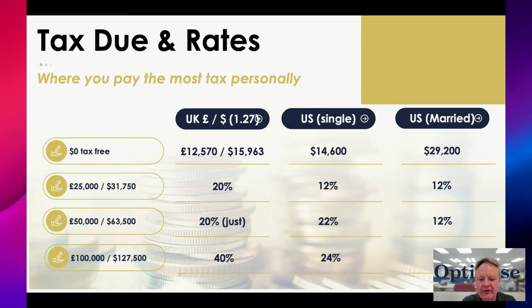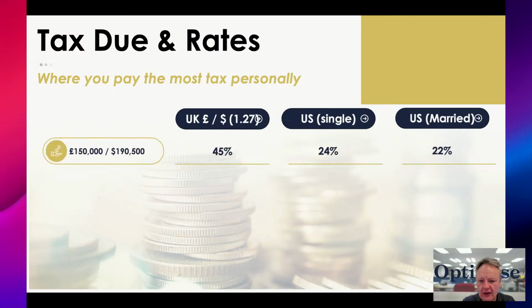So on earning £100,000, you will be paying 40% tax in the United Kingdom, but it's only 24% as a single person in the US and 22% as a married couple in the US. Some of the details: £150,000 earners now, 45% tax. Now, if Labour talk about doing anything here, it could go up even higher. So that's something to bear in mind. As a single person, you have got a tax rate of 24% and then 22% as a married couple.